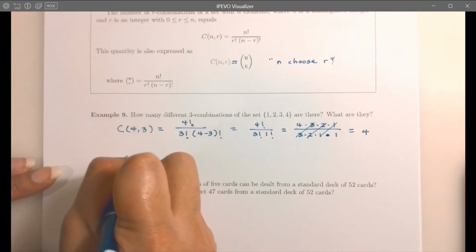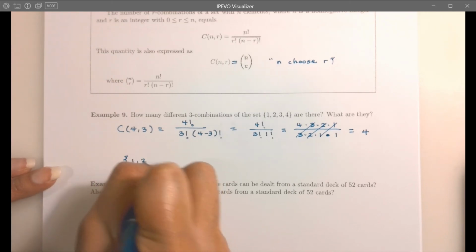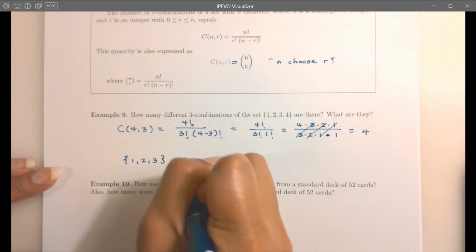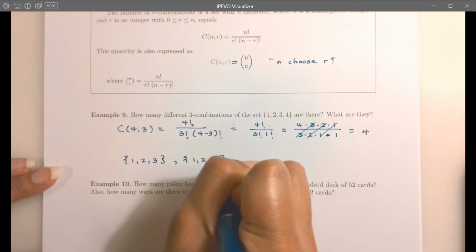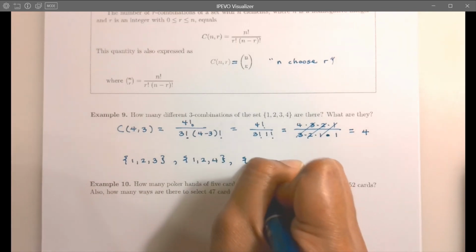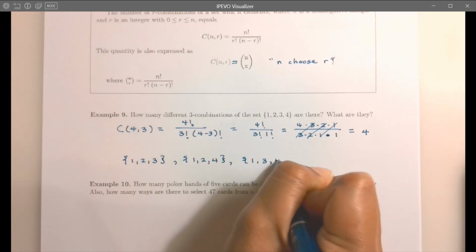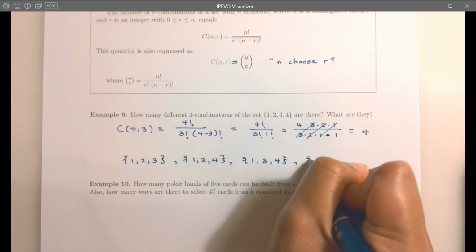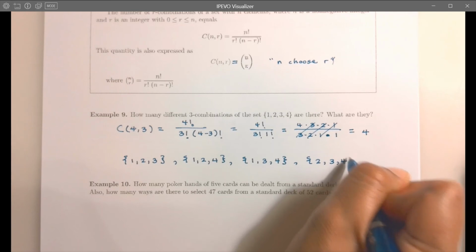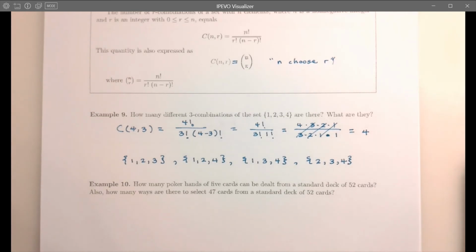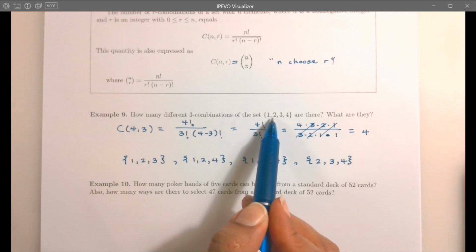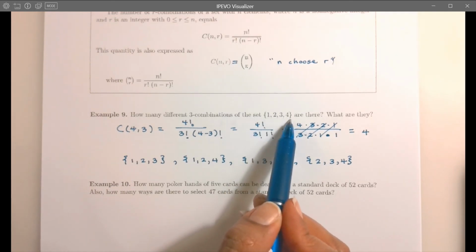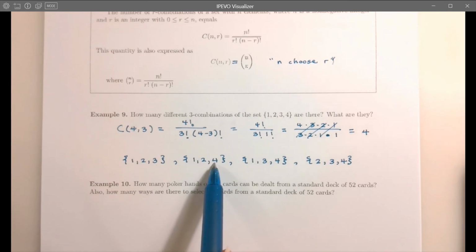And what are they? Well, we can start by taking the combination 1, 2, and 3. Then we could do 1, 2, and 4. Then we could take 1, 3, and 4. And finally, we could take 2, 3, and 4. The way that I start constructing these subsets is I first fix maybe the first 2 elements and then consider what are the options for the last element. So one of them is a 3 and then the other one is a 4.